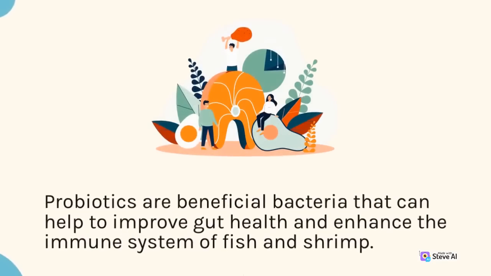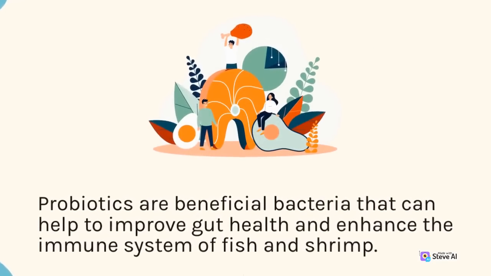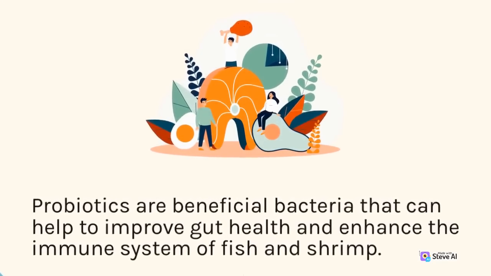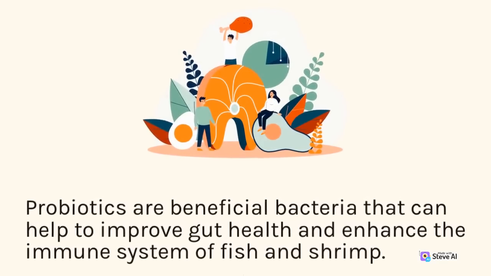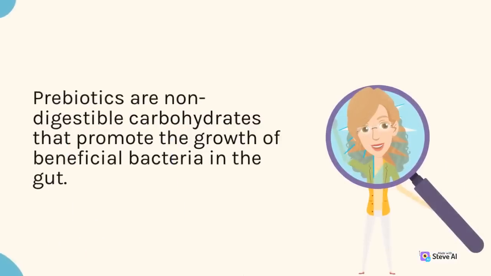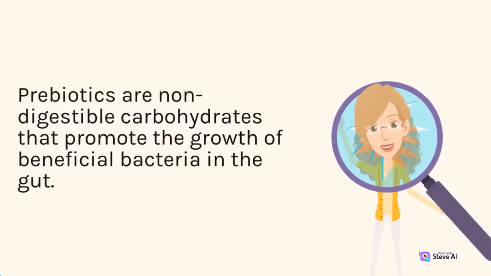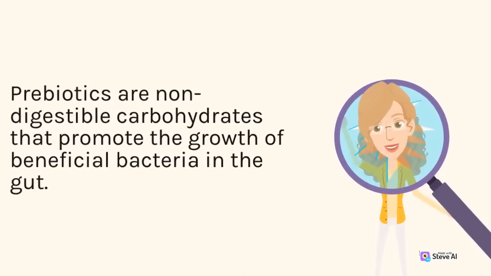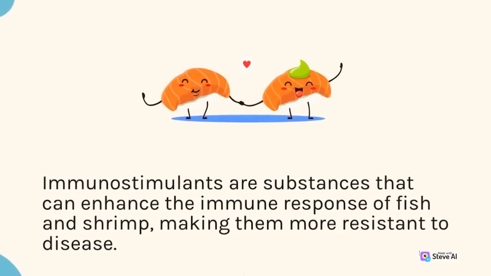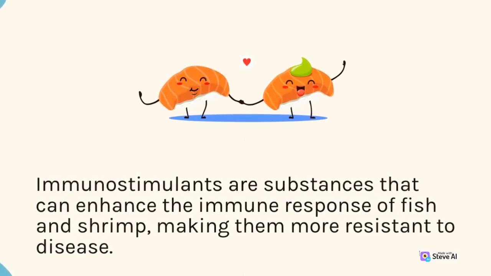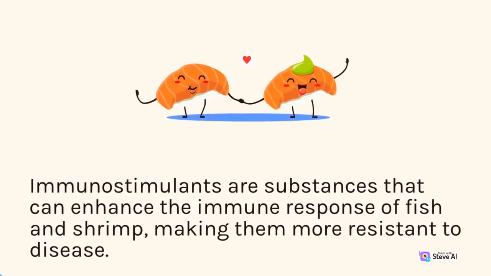Probiotics are beneficial bacteria that can help to improve gut health and enhance the immune system of fish and shrimp. Prebiotics are non-digestible carbohydrates that promote the growth of beneficial bacteria in the gut. Immunostimulants are substances that can enhance the immune response of fish and shrimp, making them more resistant to disease.